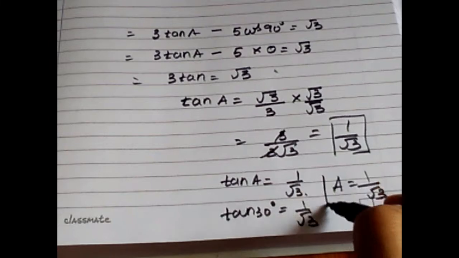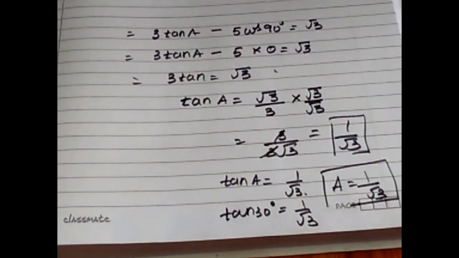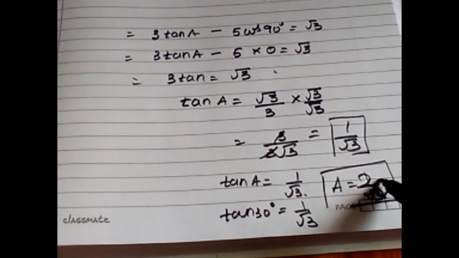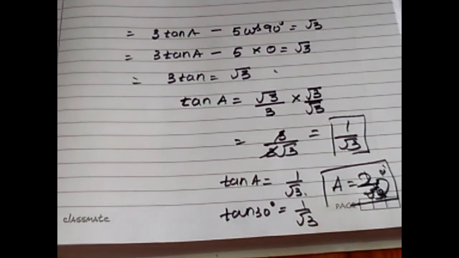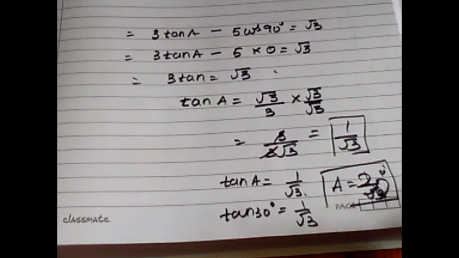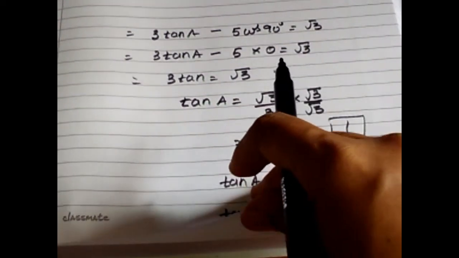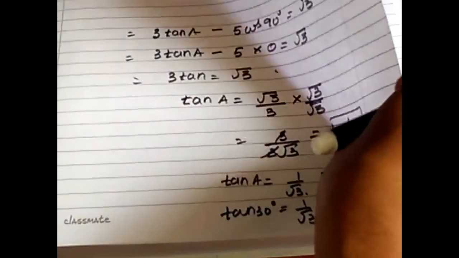So, the value of A is equal to 30 degrees, since tan 30 is 1 by root 3. Hence, the value of A is equal to 30 degrees. Let us move on to question number 9. A little bit different type of question, but a very simple one. But you need to understand the question very carefully.